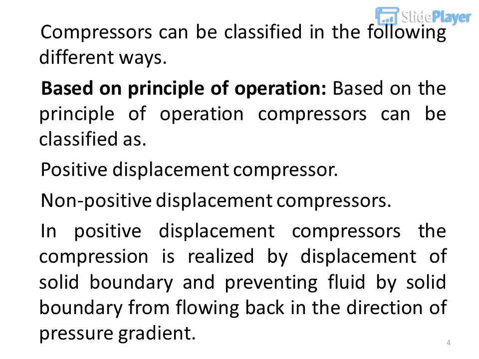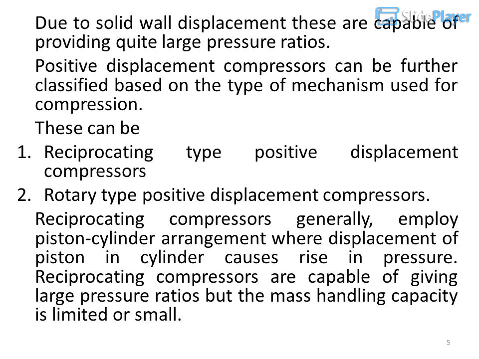In positive displacement compressors, the compression is realized by displacement of a solid boundary, which prevents the fluid from flowing back in the direction of the pressure gradient. Due to solid wall displacement, these are capable of providing quite large pressure ratios. Positive displacement compressors can be further classified based on the type of mechanism used for compression. These can be reciprocating type positive displacement compressors or rotary type positive displacement compressors.